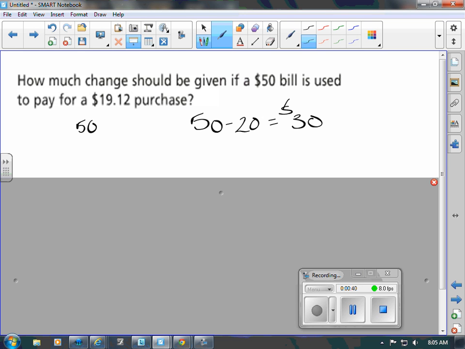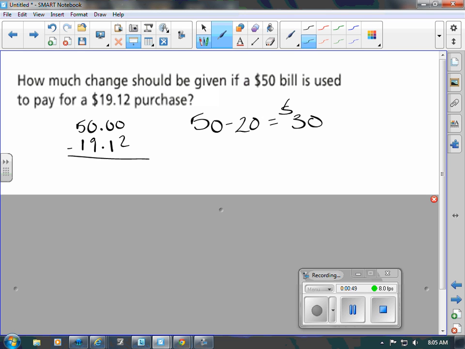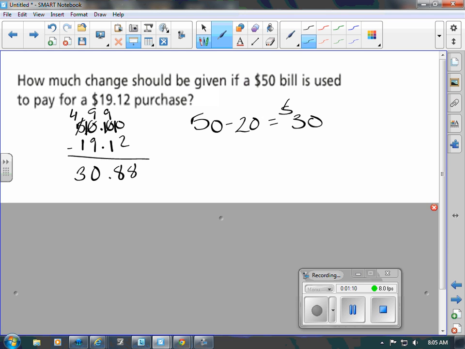So when we actually work these problems out, right, we need to extend our decimals out and do the actual subtraction to see that our answer should be right on. So I'm just going to work this out all the way through. Do some borrowing here. 10 minus 2 is 8. 9 minus 1, 8. Put my decimal in. 9 minus 9, 0. 4 minus 1 is 3. So 30.88. So right by our estimation is what we want to see.